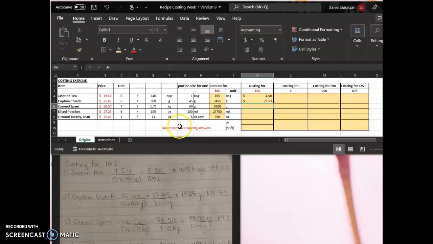Next, we have canned Spam. Again, we'll hit the equal sign, click on 5850, and divide that, this time by 12.25. We get that because we take the number of units and multiply that by how much we have per unit, which is 1.75, so after multiplying that gives us 12.25. And now we can multiply it by our amount, which is 9,900.